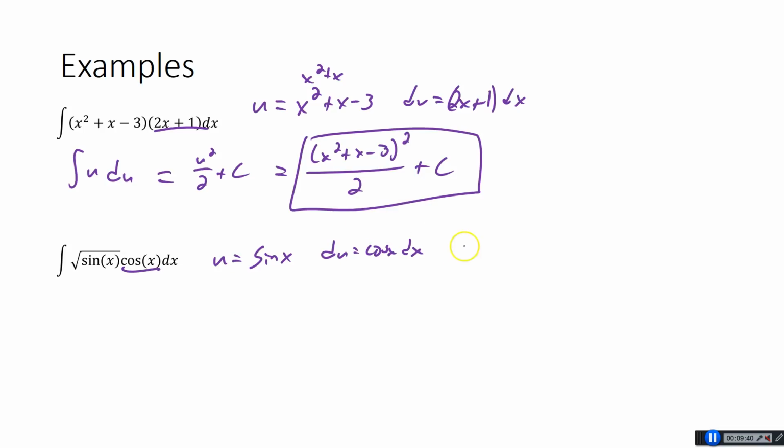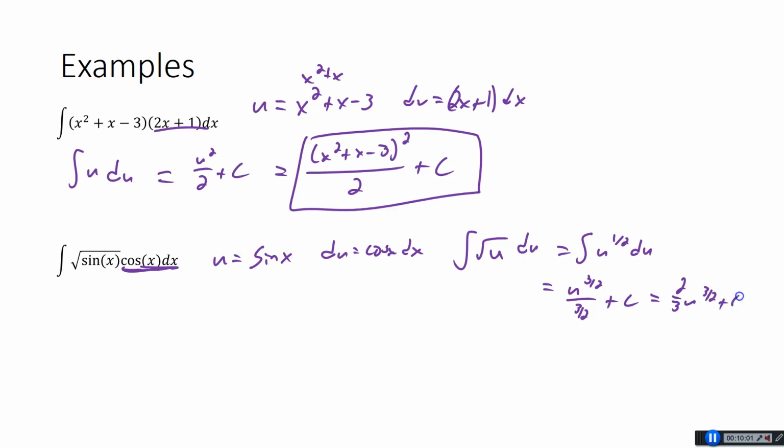And now all I have is the antiderivative of square root of u du, because I have my du here, cosine x dx, and root sine x is just root u. This is the antiderivative of u to the 1/2 du, which is u to the 3/2 over 3/2 plus c. Also written as 2/3 u to the 3/2 plus c. Put it back into x land, and we get 2/3 sine x to the 3/2 plus c.